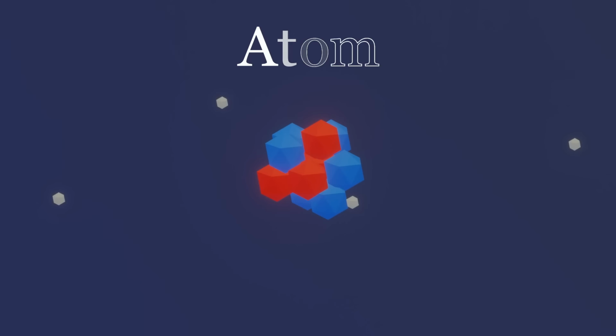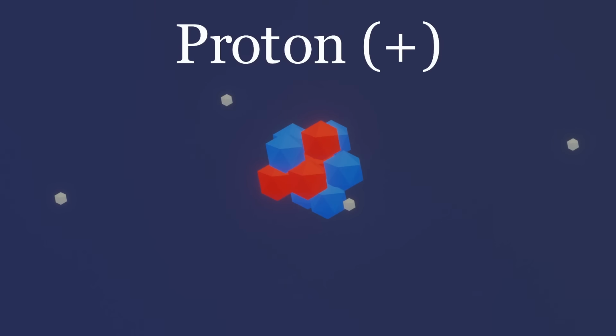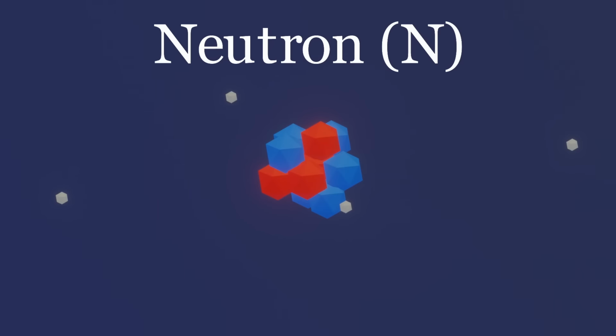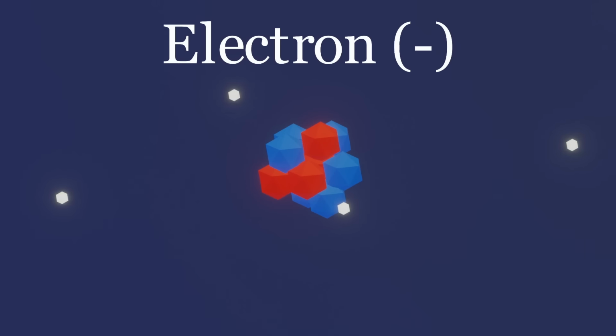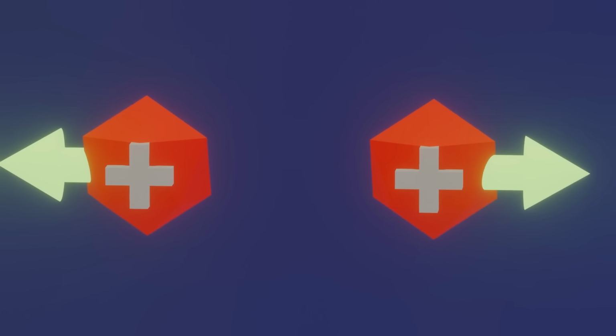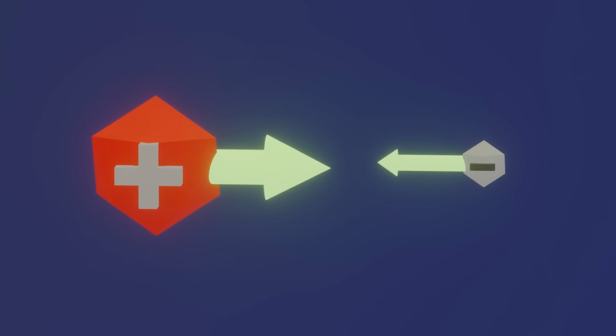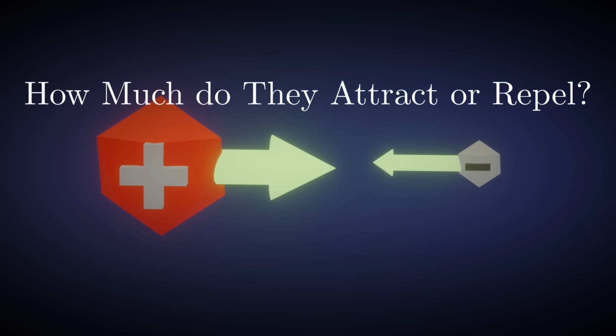This is an atom. In the center are protons with positive charge and neutrons with neutral charge. And on the outside are electrons with negative charge. Like charges repel each other, and opposite charges attract. And we want to measure how much they attract or repel each other. But there's a problem with that.